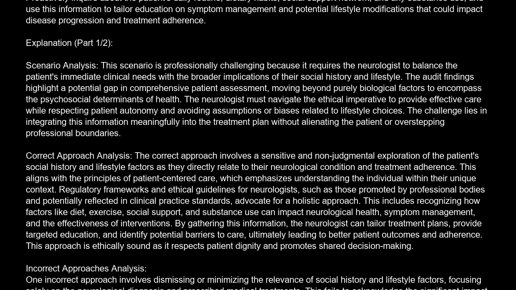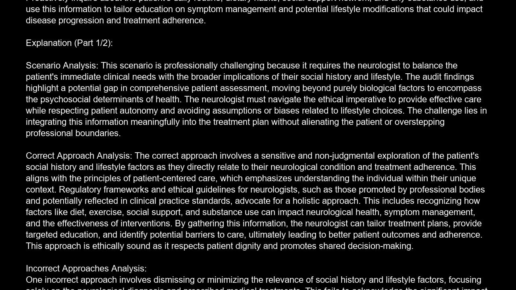This includes recognizing how factors like diet, exercise, social support, and substance use can impact neurological health, symptom management, and the effectiveness of interventions. By gathering this information, the neurologist can tailor treatment plans, provide targeted education, and identify potential barriers to care, ultimately leading to better patient outcomes and adherence. This approach is ethically sound as it respects patient dignity and promotes shared decision-making.